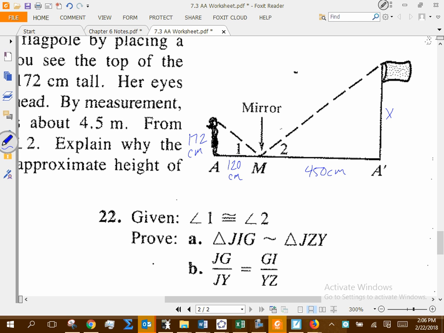If I use those components, okay, let's say that what is 172? If these two triangles are similar, what is 172 going to relate to? It's going to go to X. Okay, what is 120 going to relate to?